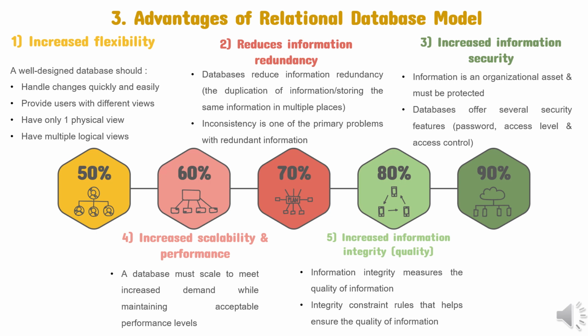The third one is increased information security. Information is an organizational asset and must be protected. Databases offer several security features, which are password, access level, and access control. Next, increased scalability and performance. Databases must scale to meet increased demand while maintaining acceptable performance levels. And the last one, increased information integrity, which is quality. Information integrity measures the quality of information. Integrity constraints are rules that help ensure the quality of information.